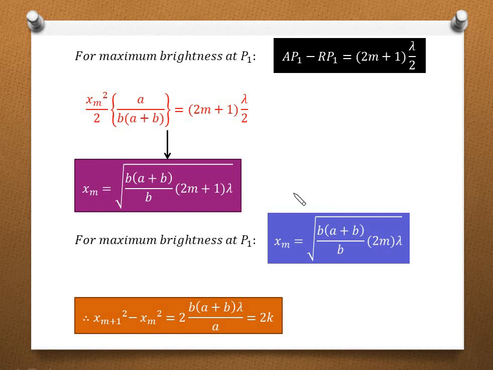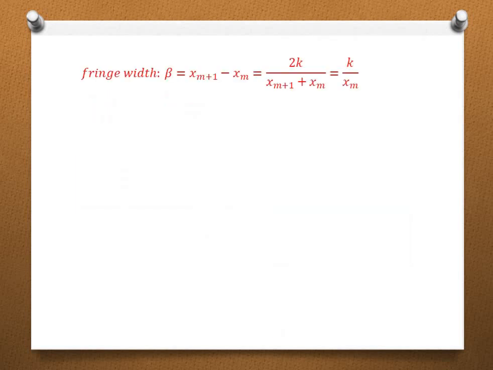Now let's try to find out some more quantities. Just take xm plus 1 square minus xm square and find out this quantity. This quantity will be a constant. Why? Because a plus b is already fixed and lambda is fixed, so we have a constant quantity. So let's try to find out the fringe width. Fringe width will be the difference between two consecutive maxima. So let's take the difference of xm plus 1 minus xm.